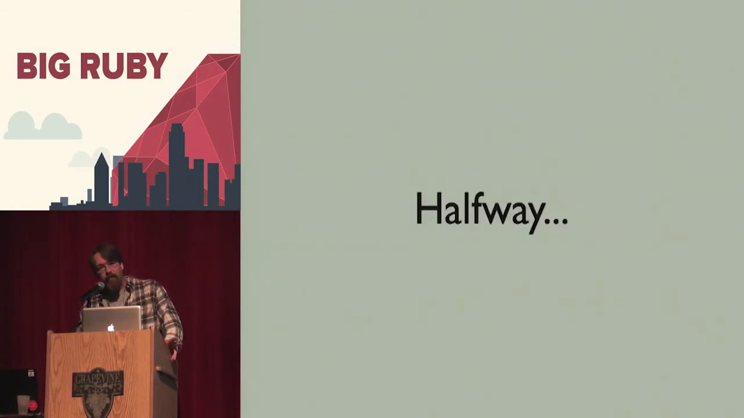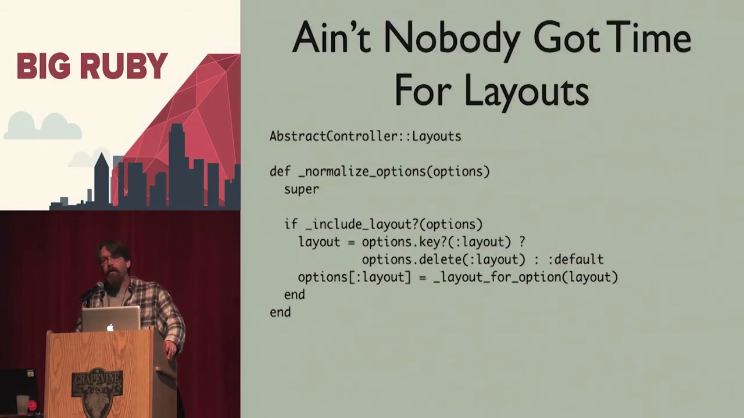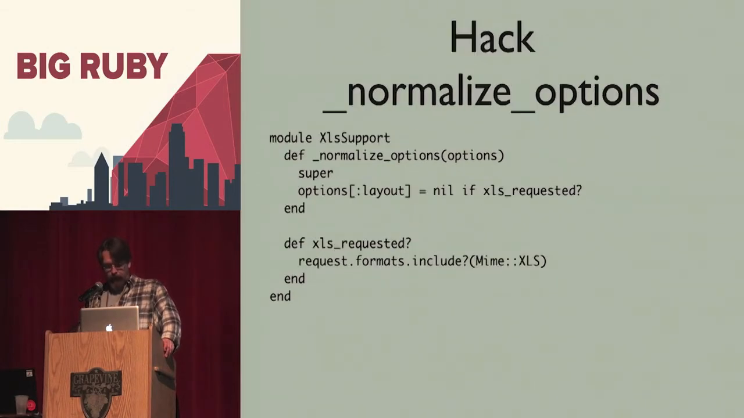That's technically all you have to do to make this work, but there are some side effects. One, you probably don't want your layouts shown in your spreadsheet, although technically Excel does a decent job of doing that if you want some ugly-looking headers and footers. But in this case, we don't, so we need to override the normalize options of the AbstractController Layouts module, and doing that, undo the work of finding your layout by assigning nil to that if this is an XLS request.